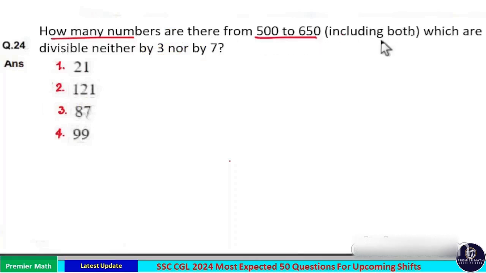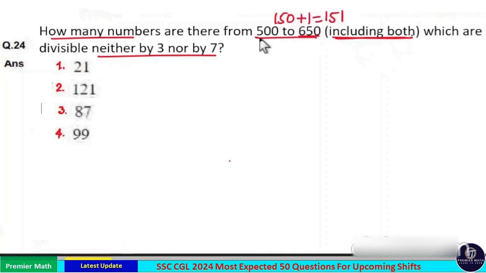How many numbers are there from 500 to 650, including both, which are divisible neither by 3 nor by 7? Here total numbers from 500 to 650 is 650 minus 500, 150 numbers. This 150 does not include 650. But the question says including both, means 150 plus 1, 151 numbers, including both 500 and 650 as well. Now multiples of 3 between 500 to 650, the difference is 150.